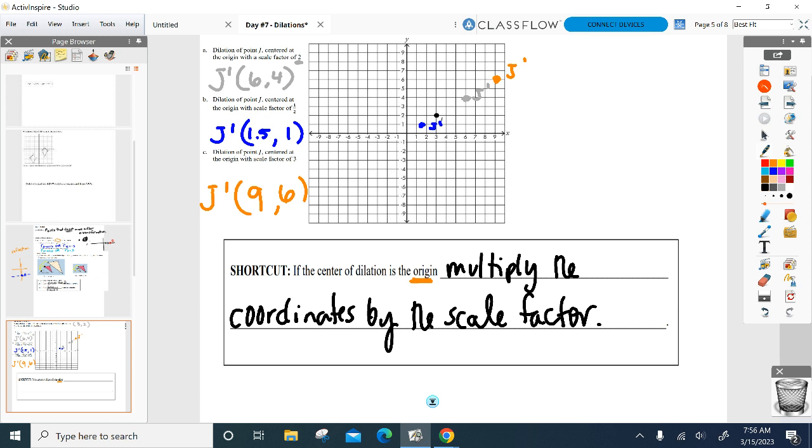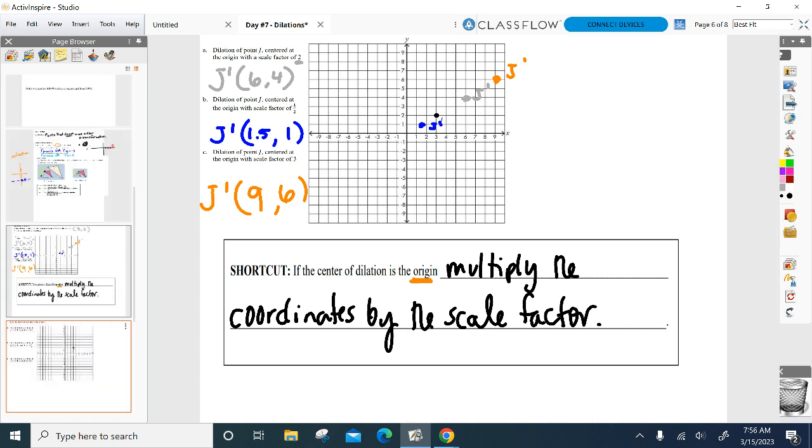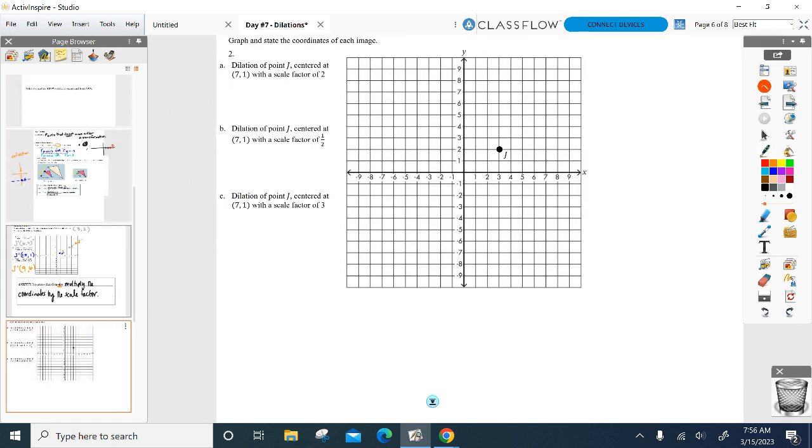All right, so now let's go to what happens if I don't dilate around the origin and I can't multiply anymore. So there's J again, 3, 2. But now look where I'm dilating. Around 7, 1. So multiplying it by 2 doesn't work. Are we all clear there? Multiplying it by 2 doesn't work because I'm dilating it around 7, 1. And I'll just put a little X there for my center of dilation.